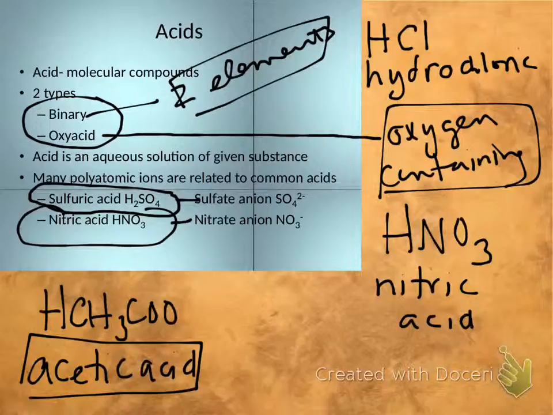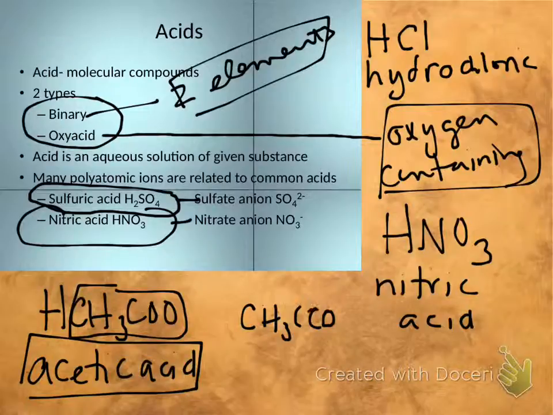Acetate. It's the acetate ion, and the acid is called acetic. So the names have a connection. But if we look, this part, CH3COO1-, that's the acetate ion. So most of those oxyacids are related to a polyatomic ion.